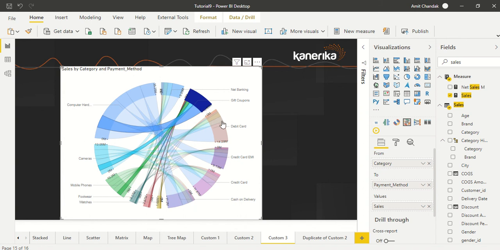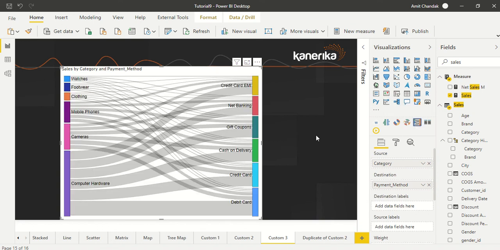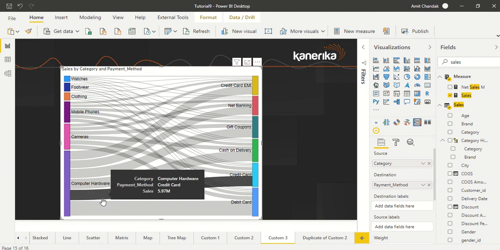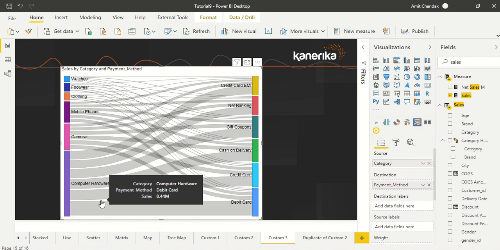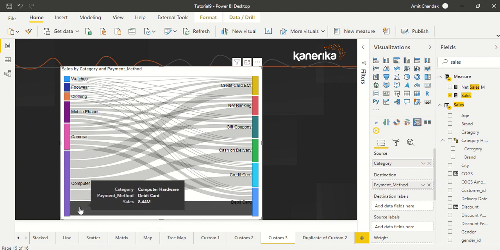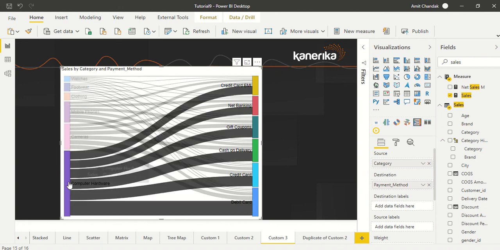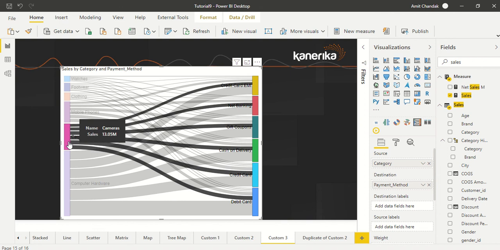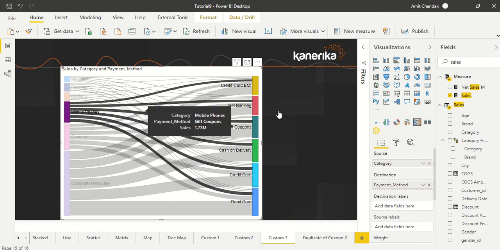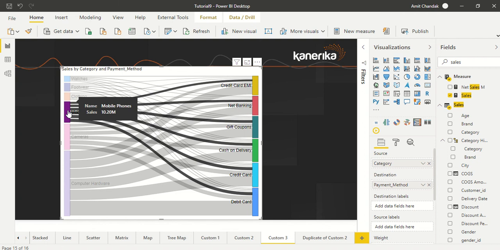What is the relationship the two hold, and which percentage of data goes from one place to another? Similarly, along these lines, besides the Chord visual, you have the Sankey visual also. That one was circular and this one is horizontal. Again the same thing is happening. We can see that debit card is a dominating factor in terms of computer hardware. For cameras we also saw it's almost equal, we can't differentiate. The same is true with mobile phones.